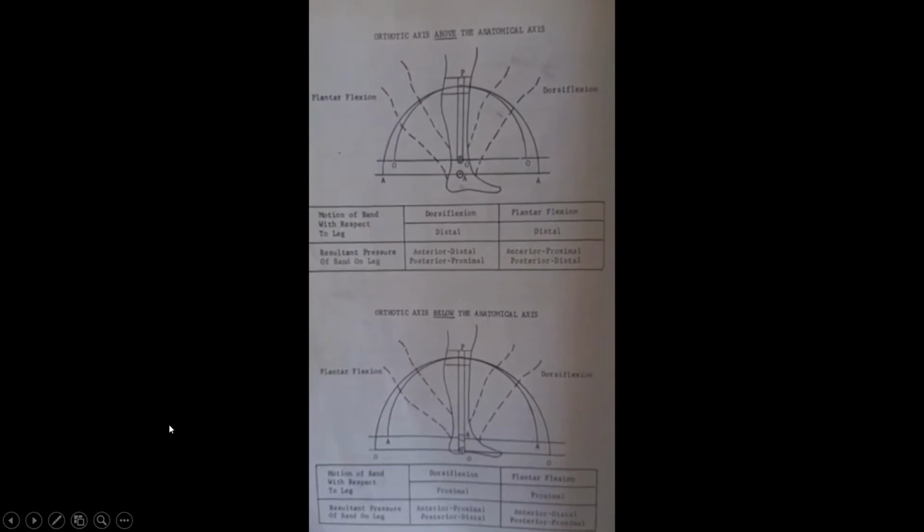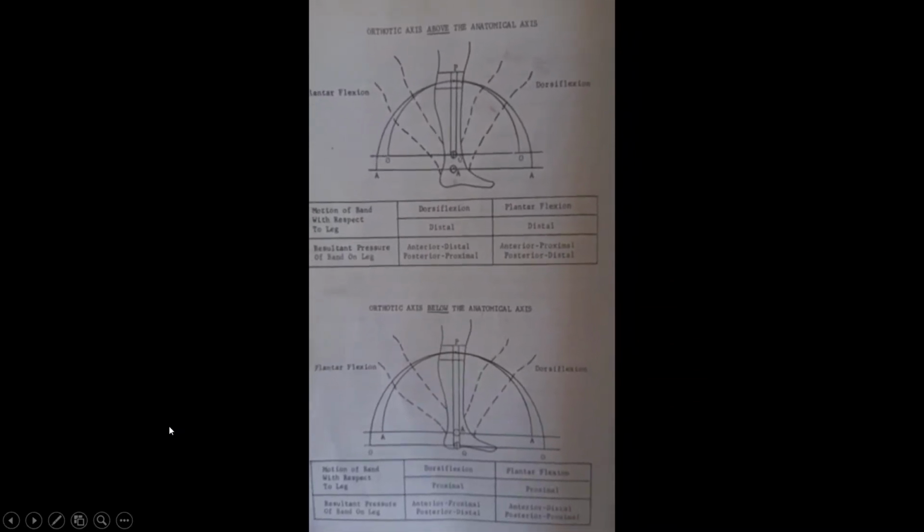Now we will explain a diagram. There are 4 kinds of malalignment in orthotic joints. One is when the orthotic joints are above the anatomical joint.